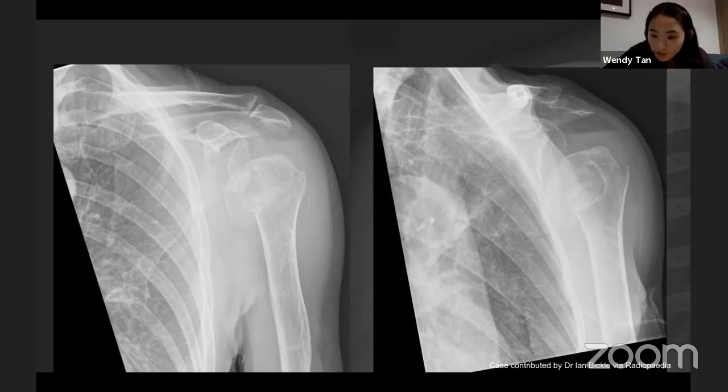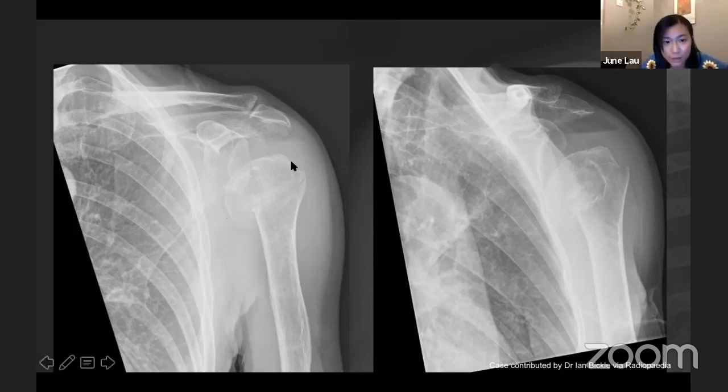So someone said fracture of the head of the humerus. Anterior dislocation. Fracture of the anatomical neck of the humerus. That's great. So you're right. That's a fracture of the head of humerus, anatomical neck.